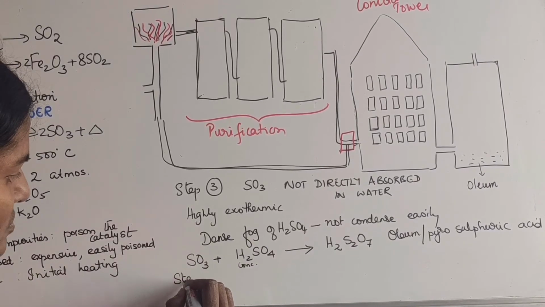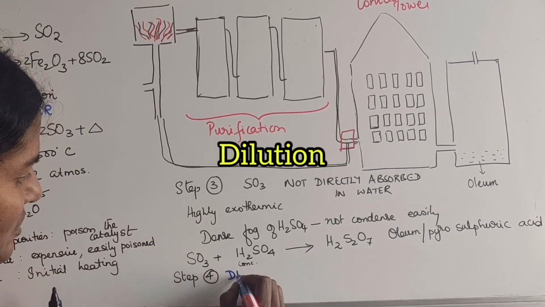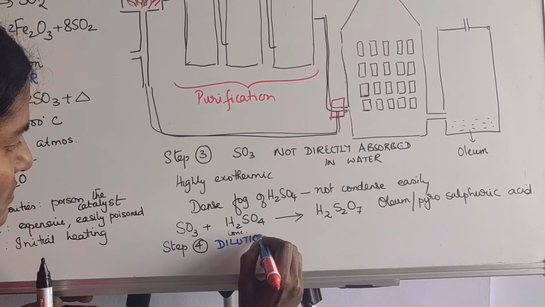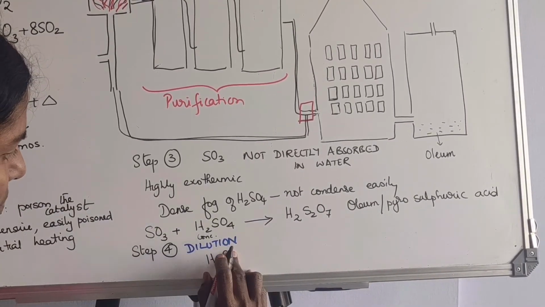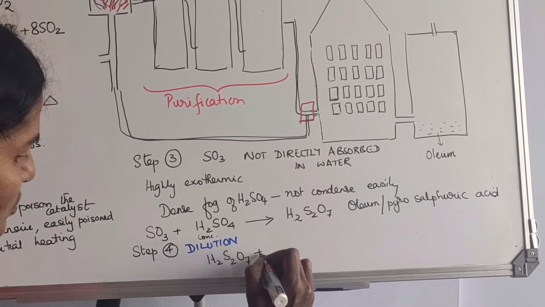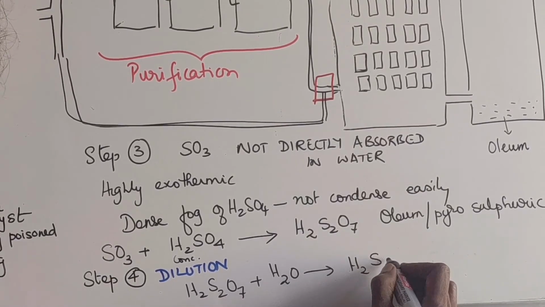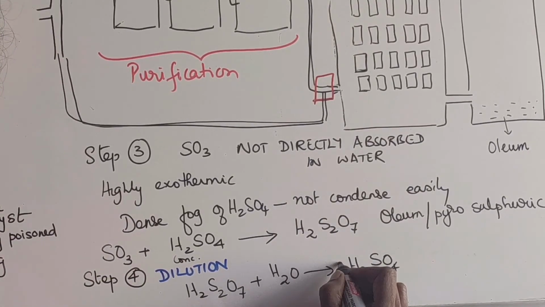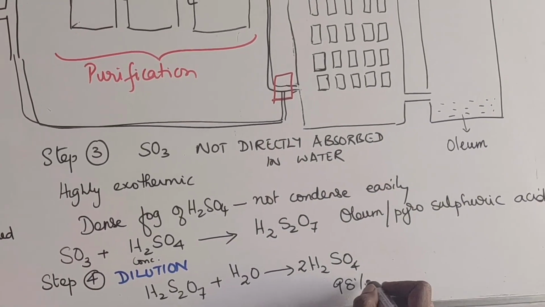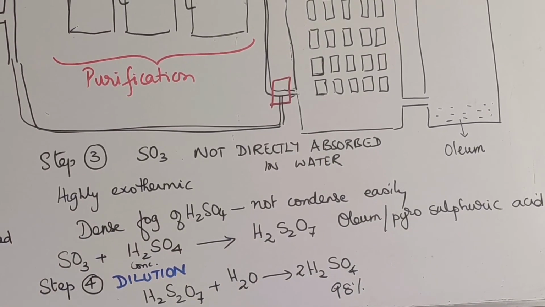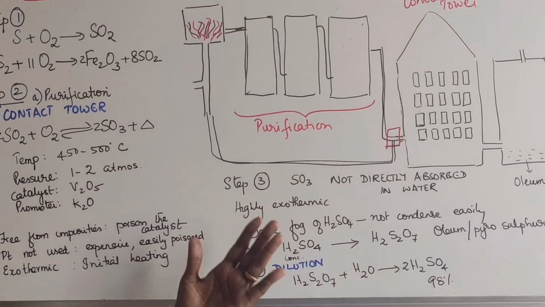So we move on to step 4, which is dilution. Now we need to dilute this. So we take this oleum and dilute it with water to give you sulfuric acid, which is 98% concentrated. Okay, so this is how sulfuric acid is manufactured by the contact process.